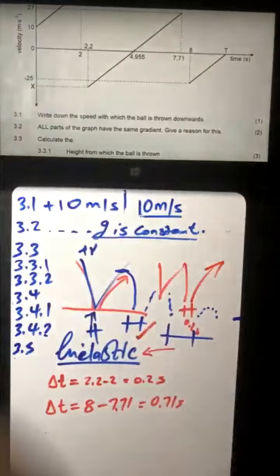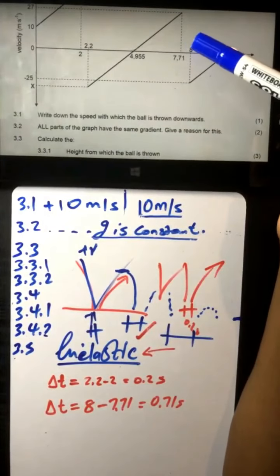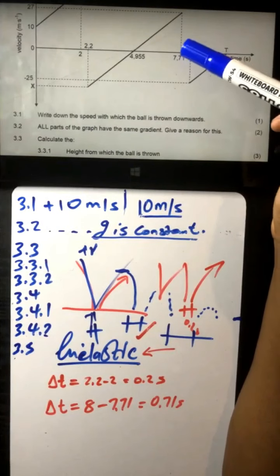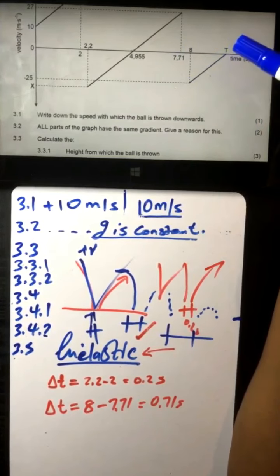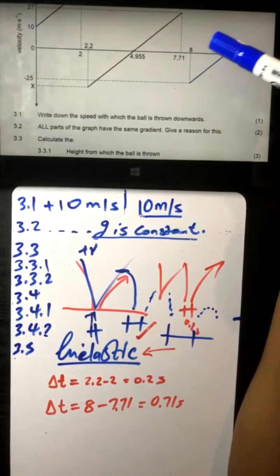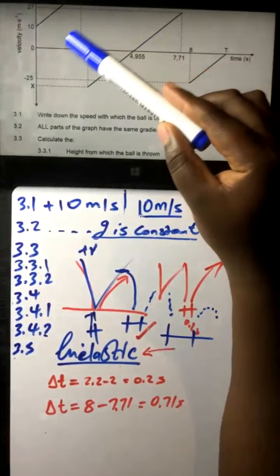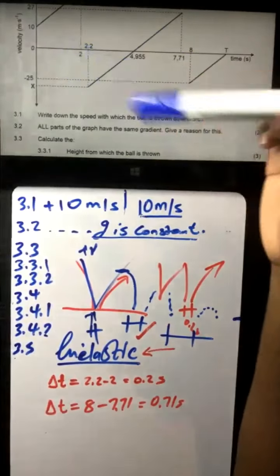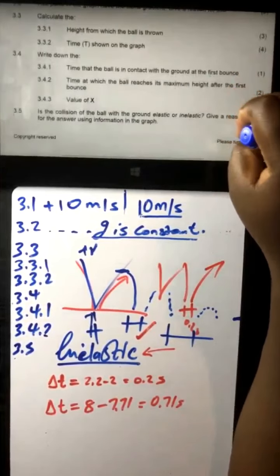I think I address it in our private lessons, but otherwise you've got 8, you've got 7.71. So in case the question says calculate the time the ball is in contact for that bounce, then you perform the same calculation as you did on that question.